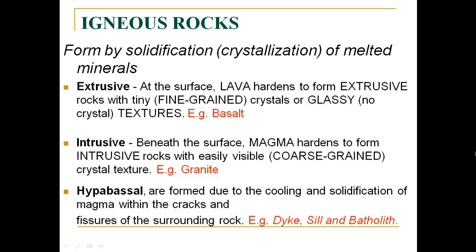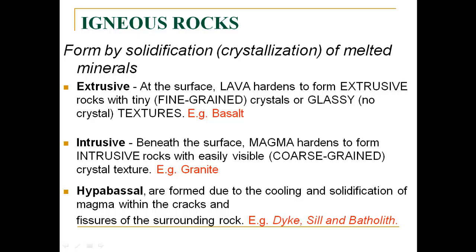Now we'll learn about the different types of rocks. The first group of rock is called igneous rock. Igneous rocks are also called the fire rock because they are formed due to the solidification of molten material on the earth crust. It is also called the primary rock because all other rocks are the derivatives of igneous rock. Now understand how these rocks are formed. It is formed due to solidification or crystallization of molten materials or minerals.